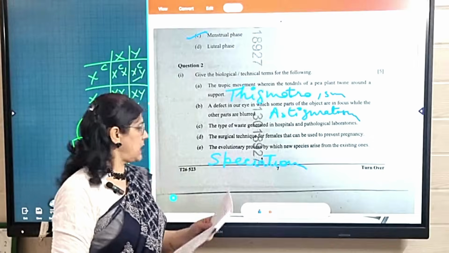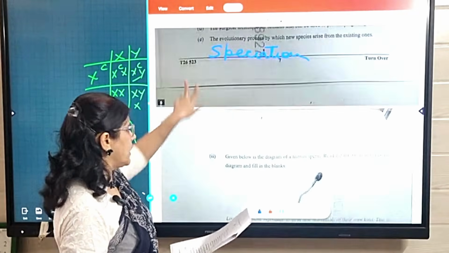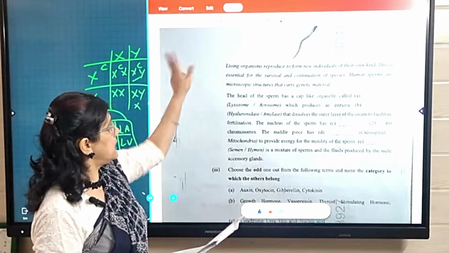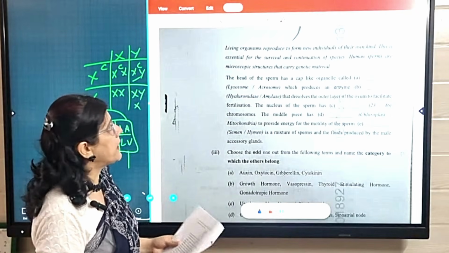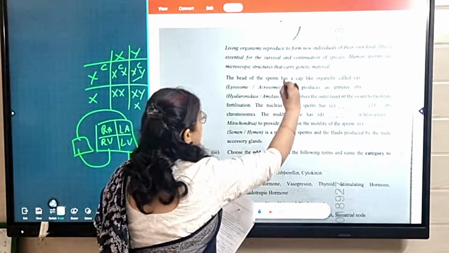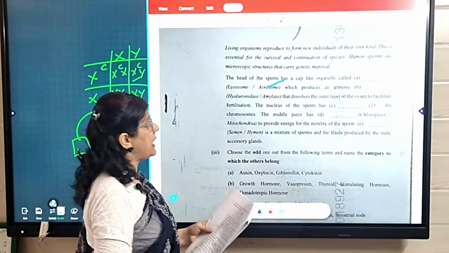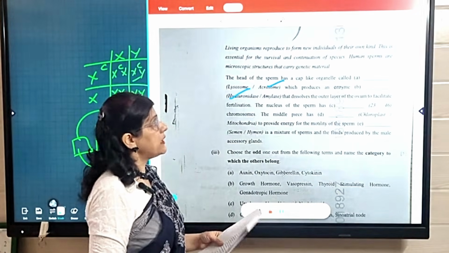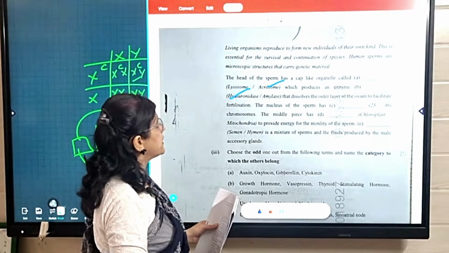Now coming to second part of this question, given below is the diagram and you know this is human sperm. So fill in the blanks. The head of the sperm has a cap-like organelle called, इसको हमने क्या बोला है? Acrosome. Acrosome is the correct answer, which produces an enzyme. This is hyaluronidase. This is correct. That dissolve the outer layer of ovum to facilitate fertilization.